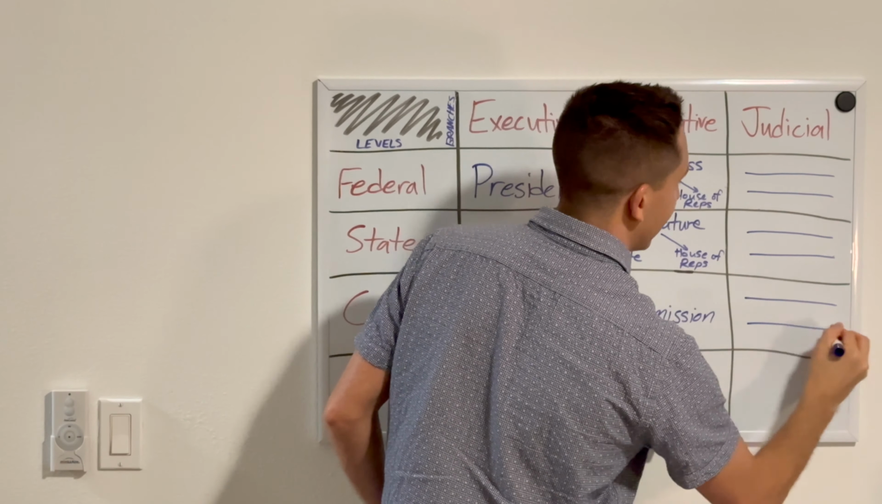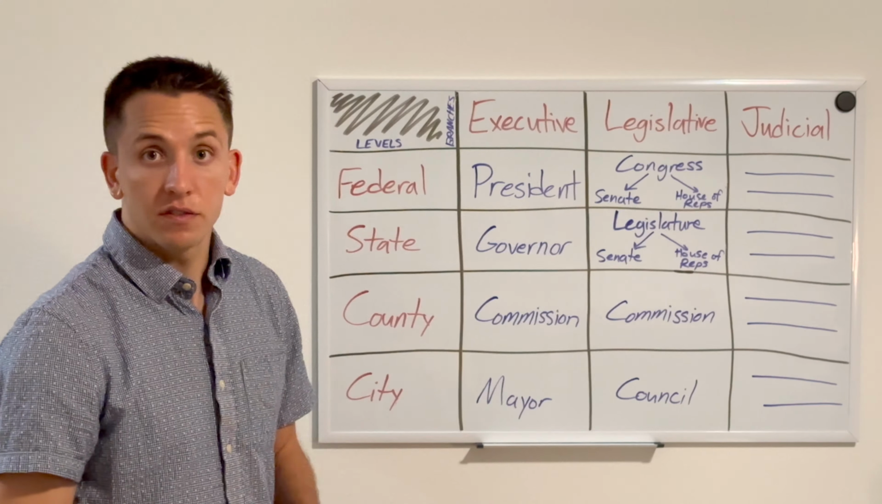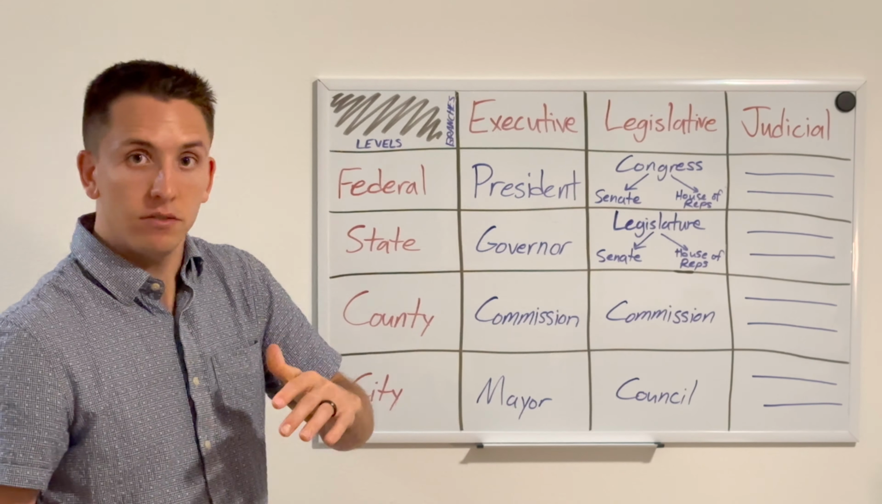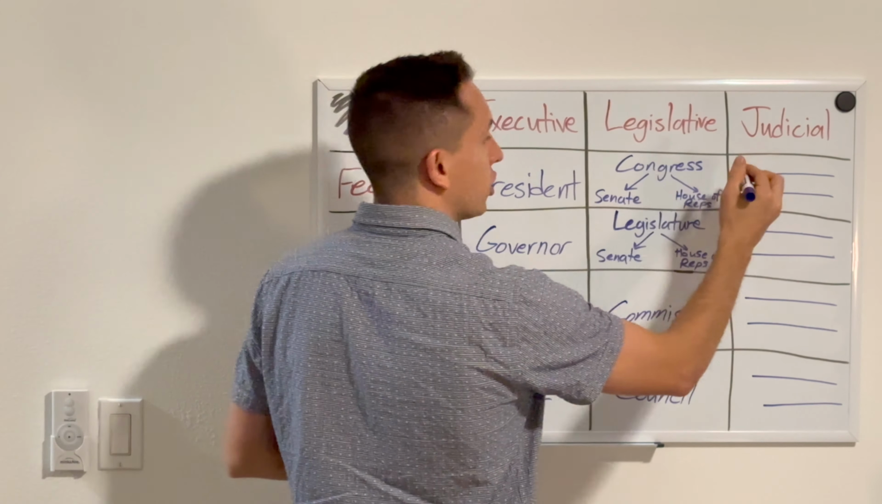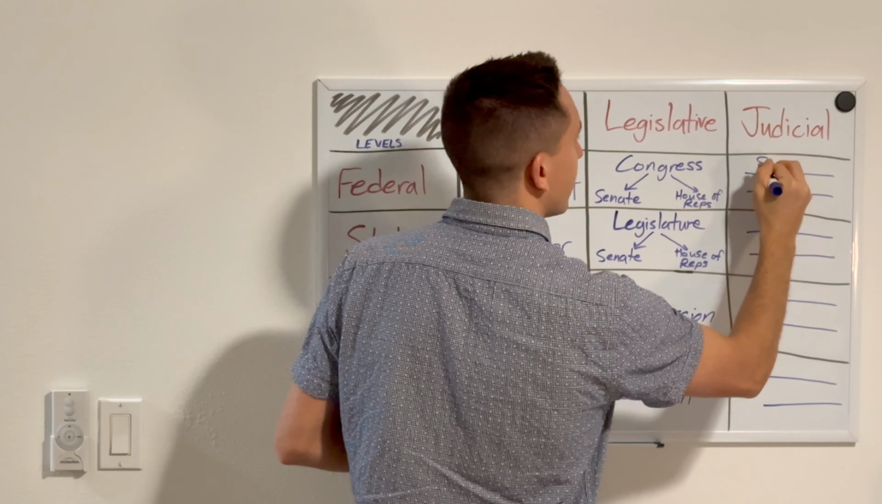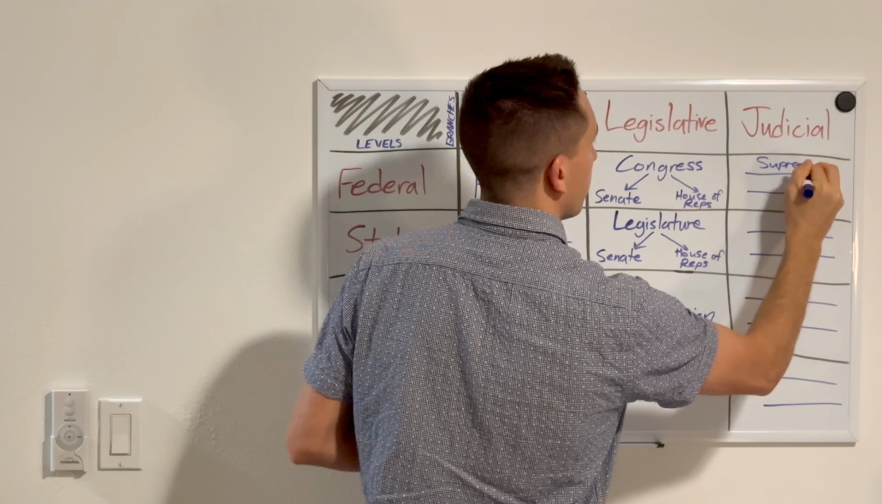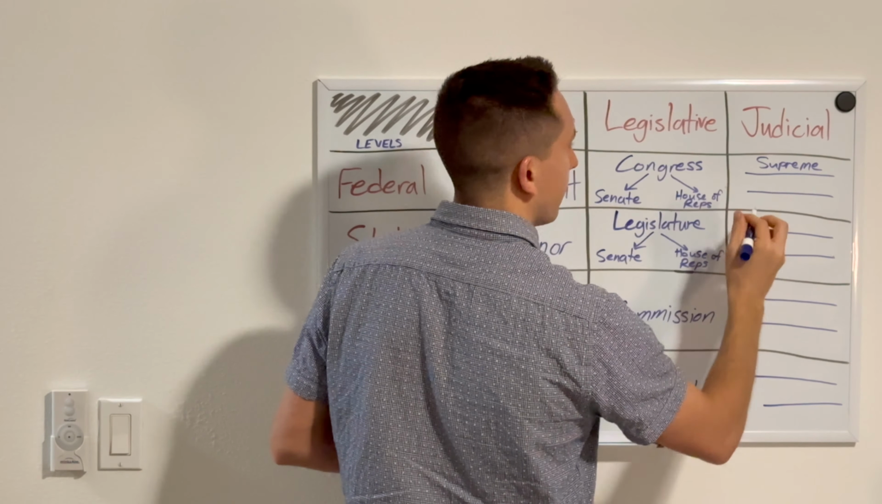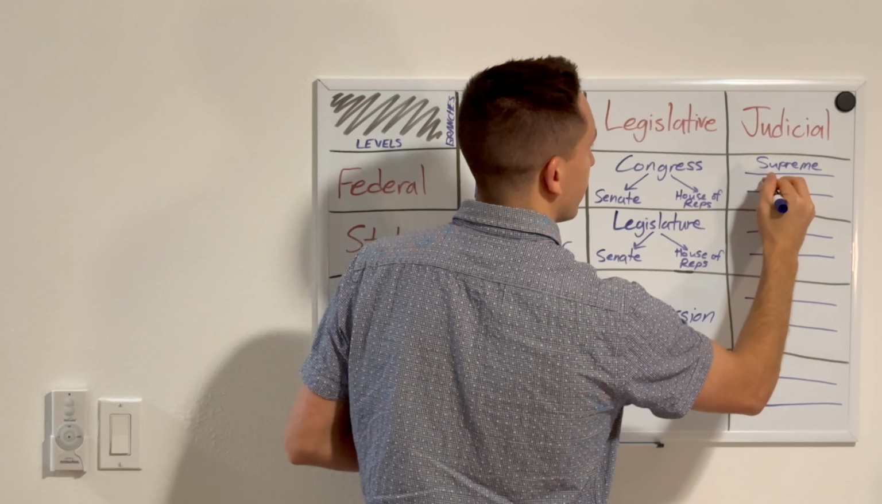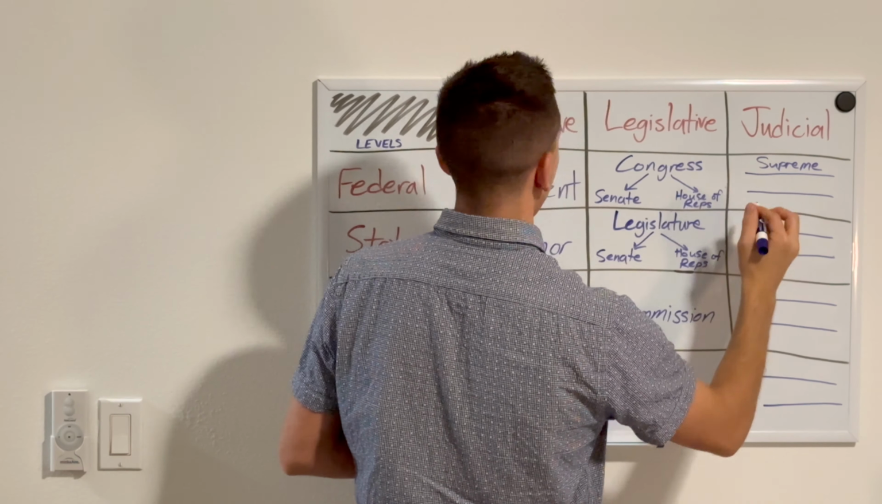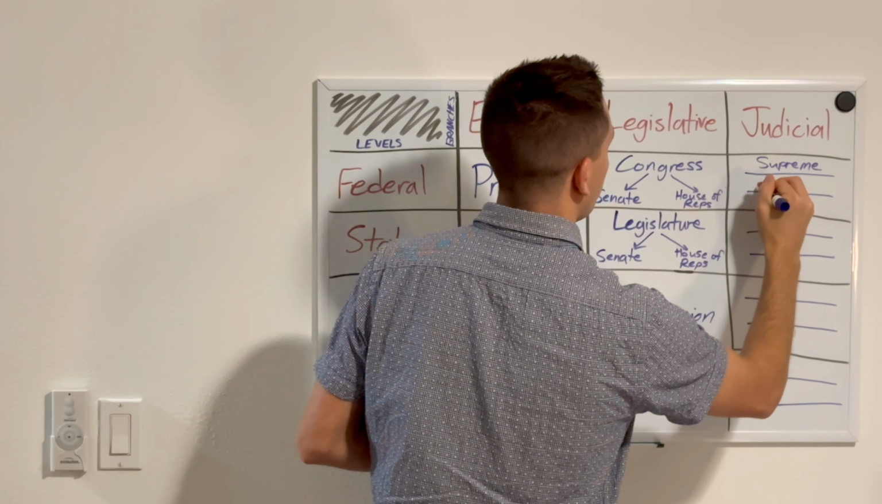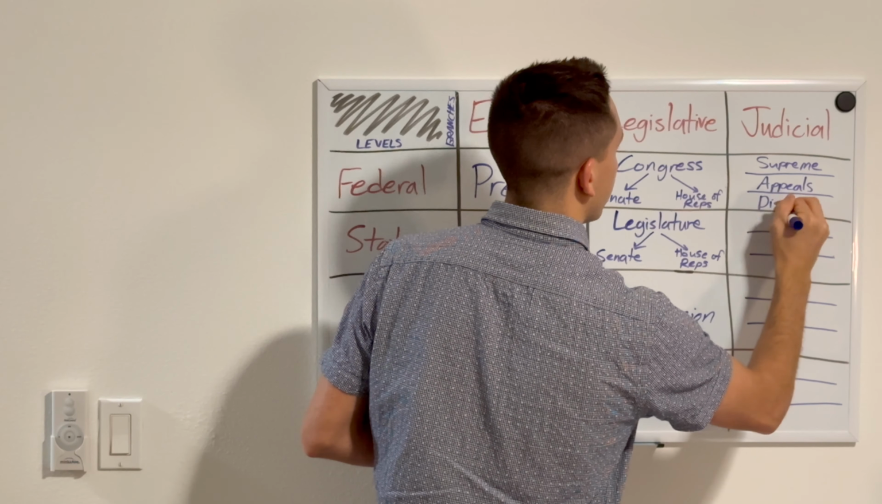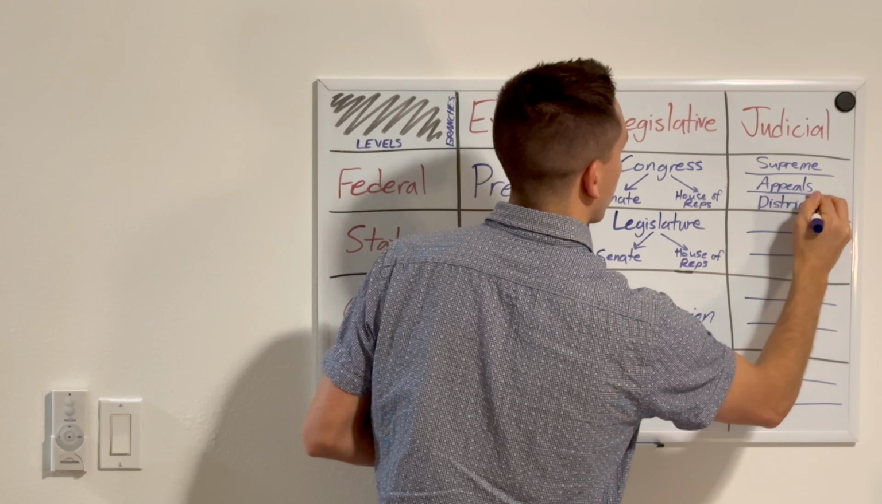So in total, there are 12 different judicial levels. Okay, 3 within each of these. The highest is the Supreme Court. Okay. Next is the appeals, the Court of Appeals. And then the last one is the district courts.